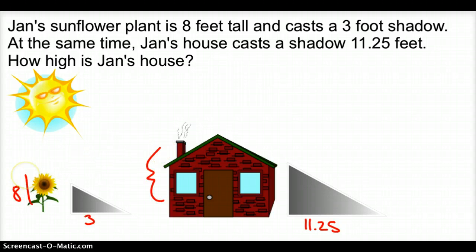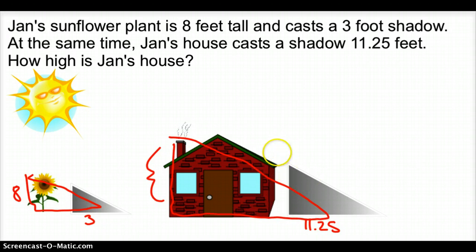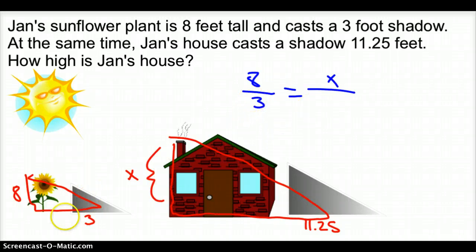Well, notice what we have. If you haven't seen it already, we have some similar figures. So if we have some similar figures, why not use a proportion to see if we can find the height of Jan's house that I'm going to label x. So on my proportion, I'm going to start with 8 over equal sign. Well, what on Jan's house corresponds with 8? That's x. Then I'm going to use 3 for the bottom of 8. Well, what corresponds with the 3 is the 11.25.